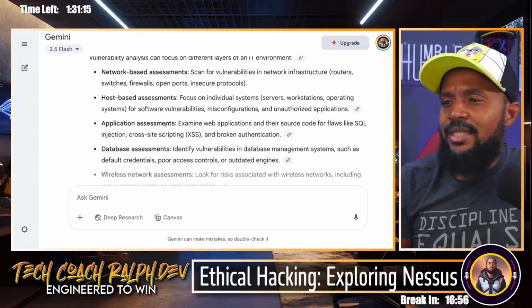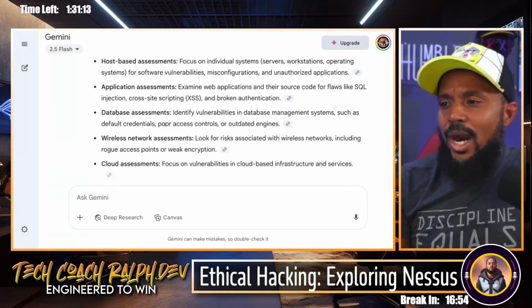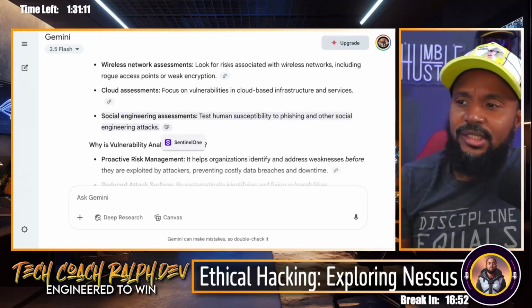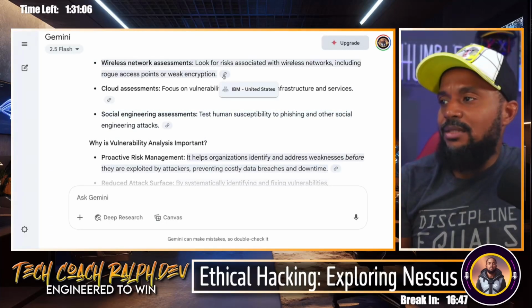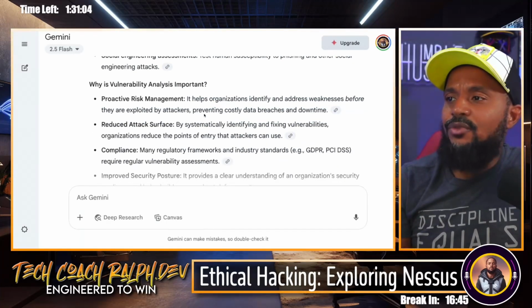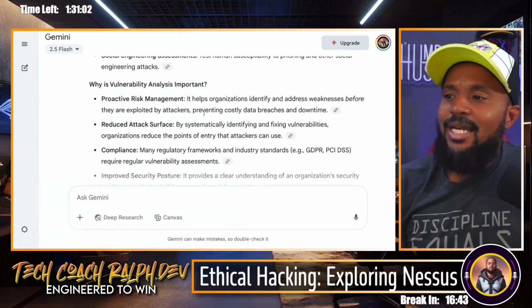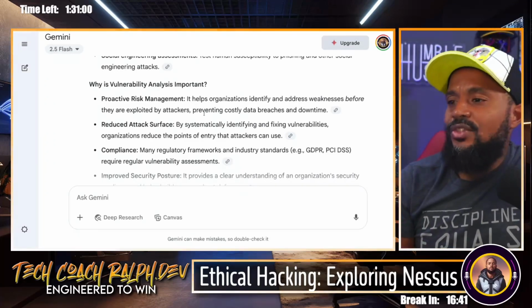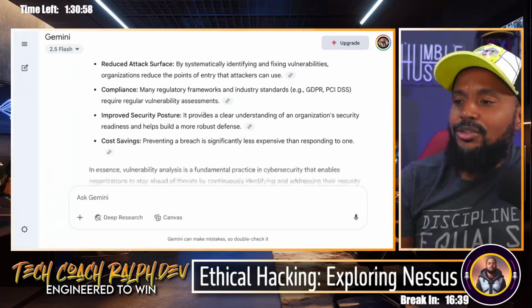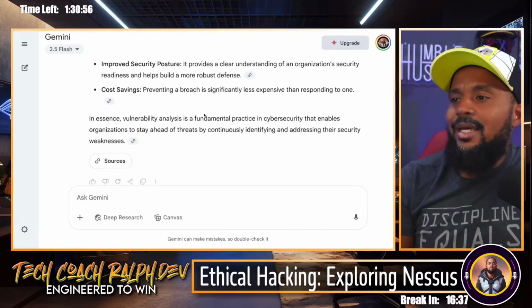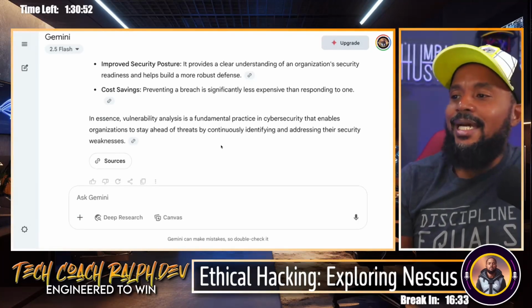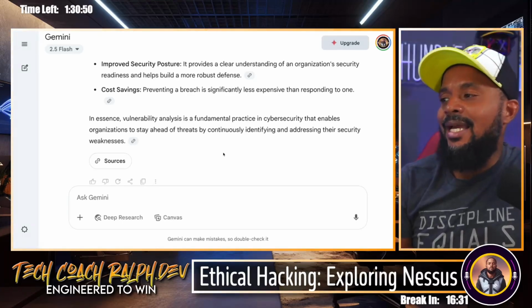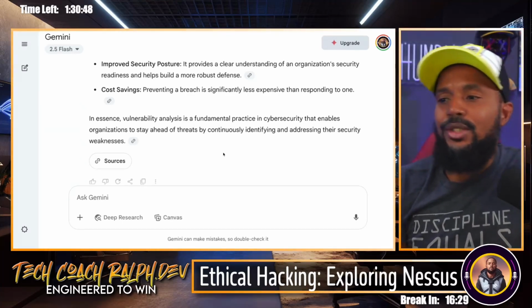network-based, host-based, application, database, wireless network, cloud assessments, social engineering. What was that? Okay, it tells you where it gets it from. That's pretty cool. Why is vulnerability analysis important? Proactive risk management, reduced attack surface, compliance, improved security posture, cost savings. In essence, vulnerability analysis is a fundamental practice in cybersecurity that enables organizations to stay ahead of threats by continuously identifying and addressing their security weaknesses.